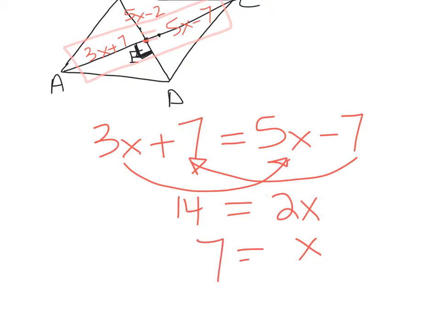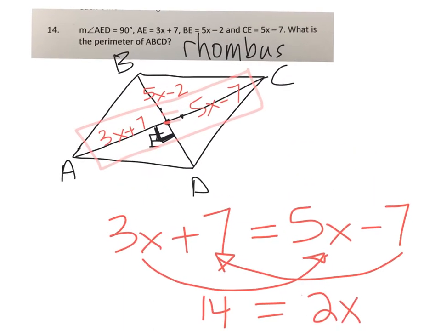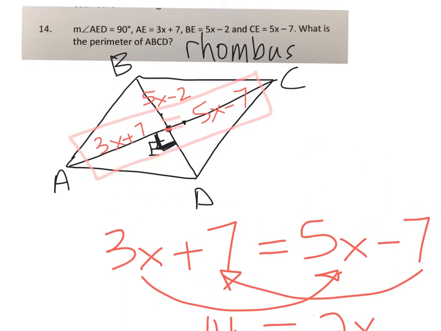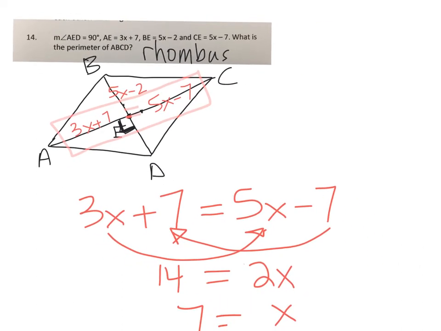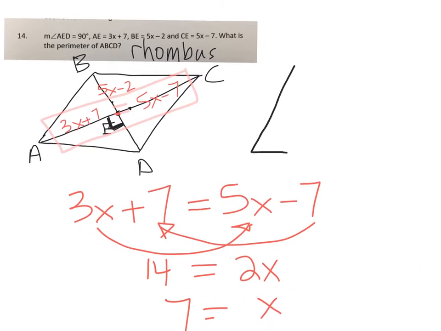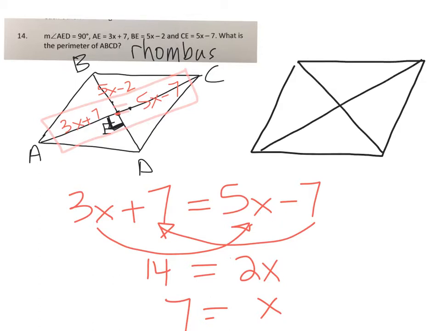So how does this help us? Well, if we plug 7 back in here, we can figure out what the diagonal lengths are for our rhombus. So 3 times 7 plus 7 gives me 28 here and 28 here. And if I plug in 7 into 5x minus 2, 5 times 7 is 35, minus 2 is 33.